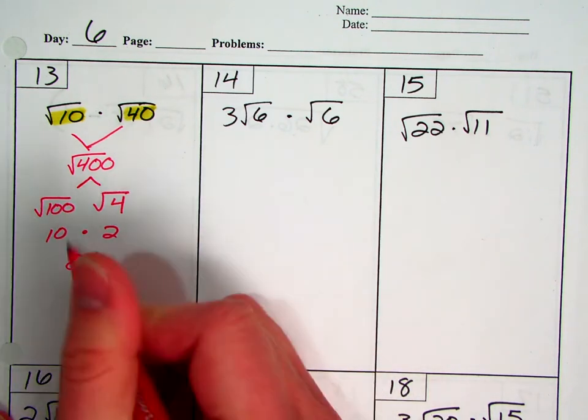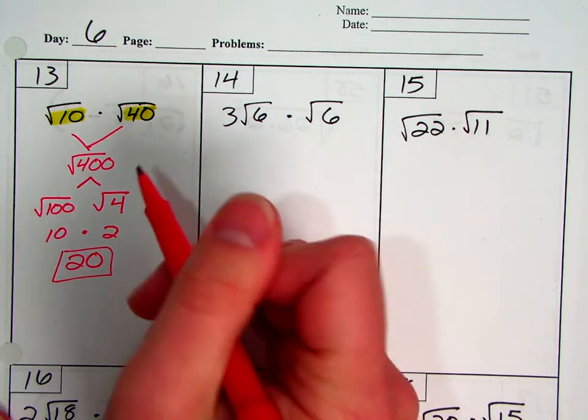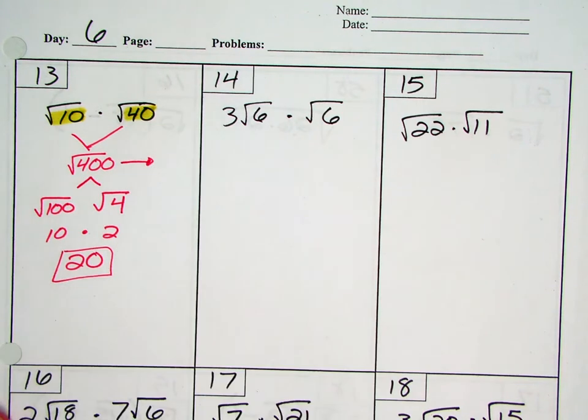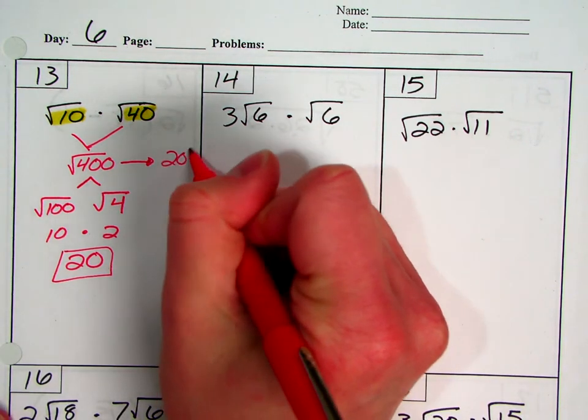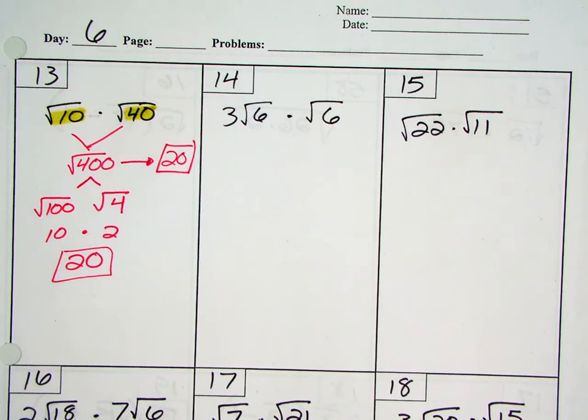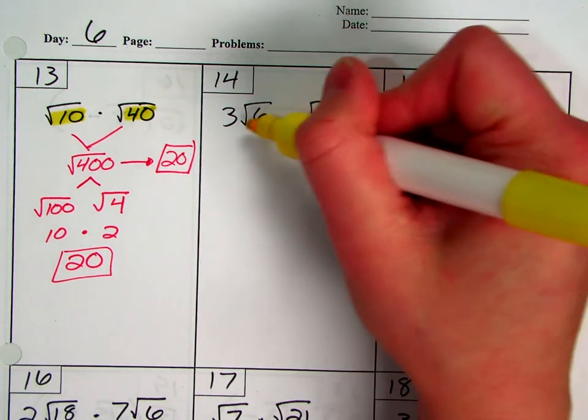Okay, so if you would have done it that way, you still would have gotten the same answer. But don't forget, 400 is actually a perfect square as well. So don't forget to check to see if it's a perfect square before starting, because you could have also gone straight to 20.